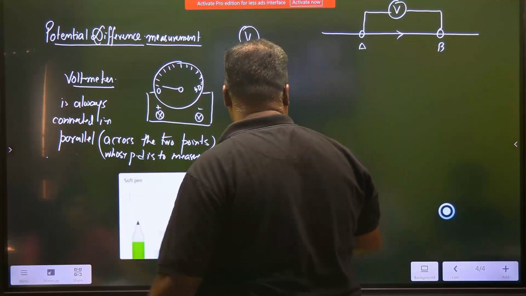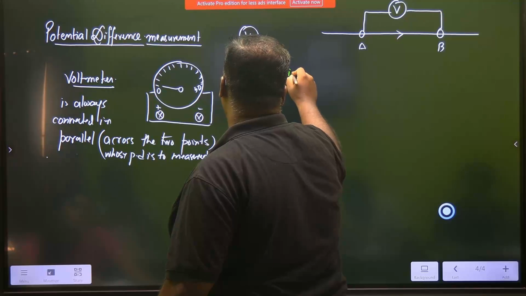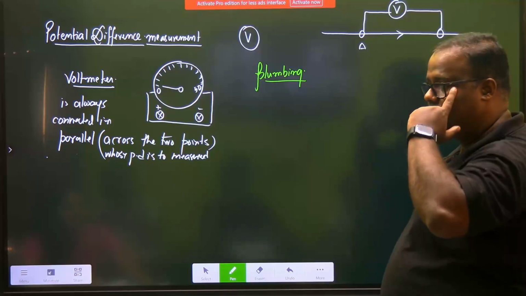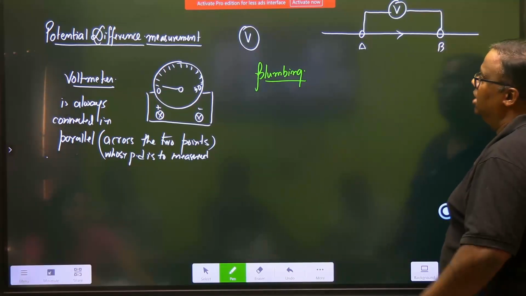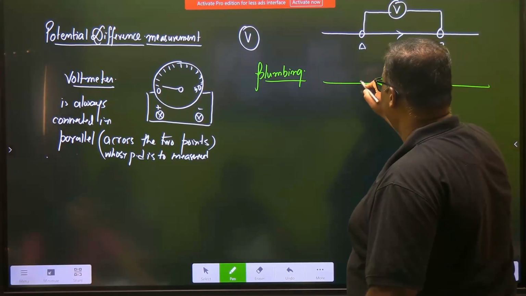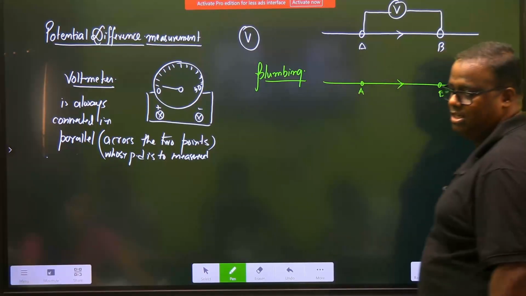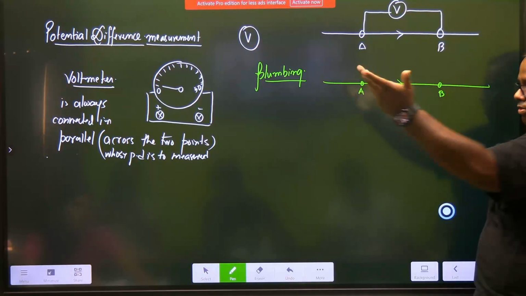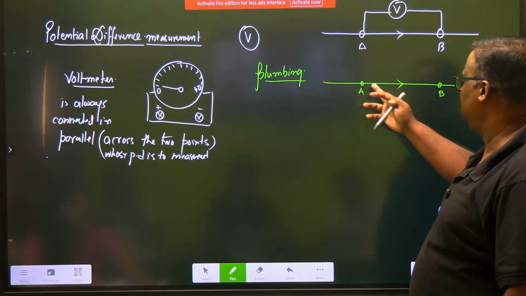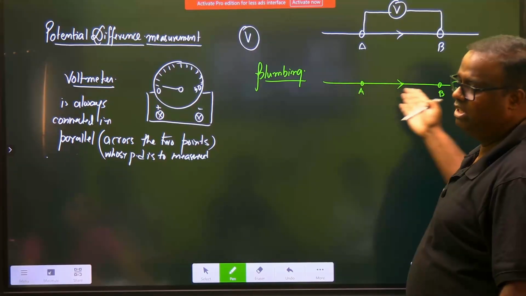Electricity, whenever you are studying, should be studied analogous to plumbing. Then your understanding becomes easier. What does plumbing mean? Water lines. A water pipeline network is known as plumbing. Let's say this is a water line. Say this is some house A, and the same line is going to some house B. A is getting water at very high pressure, B is not. Ideally, both should get water at the same pressure, but they are not.